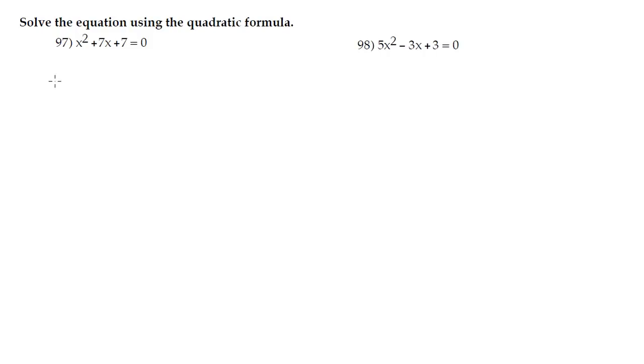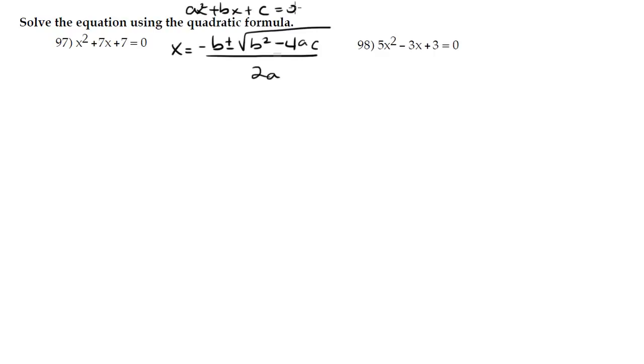97, 98, solve the equation using the quadratic formula. And as we know, the quadratic formula, x equals negative b plus or minus the square root of b squared minus 4ac all over 2a. And that's if we're talking about a quadratic of the form ax squared plus bx plus c equals 0. That's where we get a, b, and c from. So for 97, a equals 1, b equals 7, just the coefficients, c equals 7.